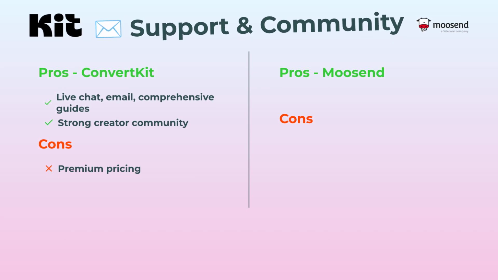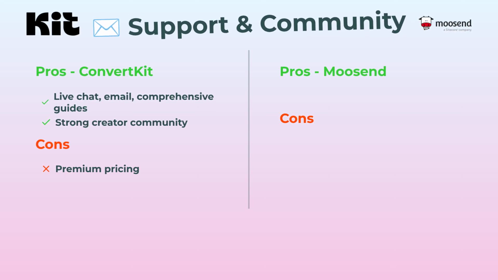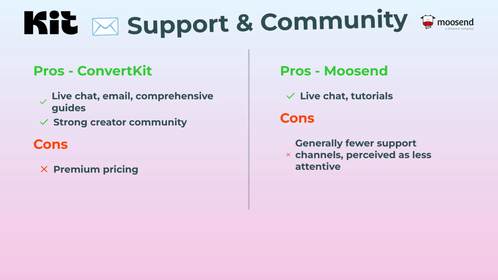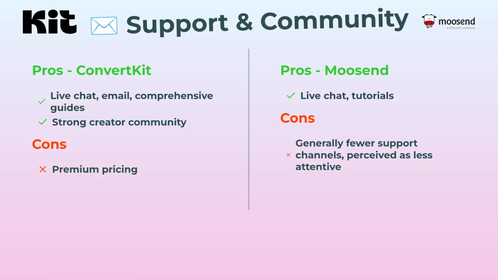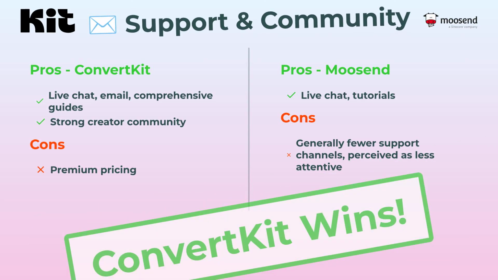ConvertKit steps up here with live chat, speedy email responses, tons of detailed guides, and a real sense of creator community. It feels like there's always someone to help, which is so important, especially if you're just starting out. Still, it does come at a premium price. Moosend offers live chat and some tutorials, but honestly, the support channels are fewer and it doesn't always feel as attentive. So, support and vibe, ConvertKit is your winner for this category.